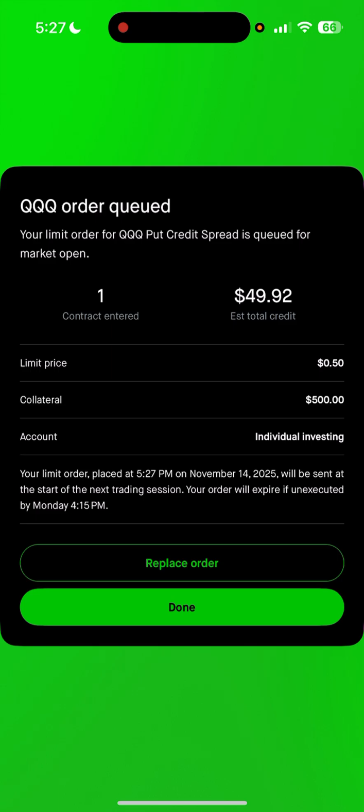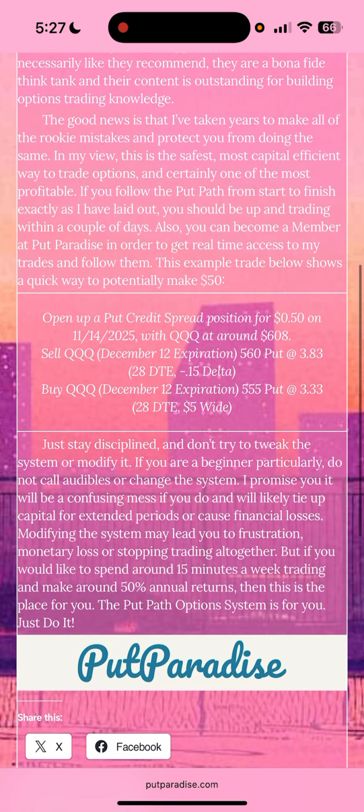Now, some things to be aware of with that order. Again, this is just the bread and butter of the system. 28 days to go, minus 0.15 delta. And the reason it's minus is because on the put side, an 85% probability of profit or chance of profit is a minus 0.15 delta. The $5 wide is there. The pricing is there. So 383 minus 333 is your 50 cents. So again, 50 cents times 100 shares gives you the $50.